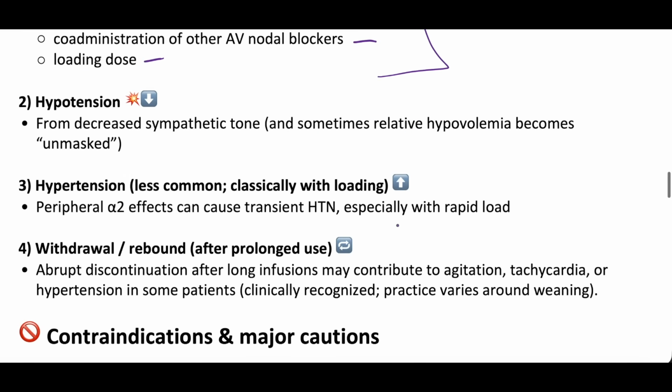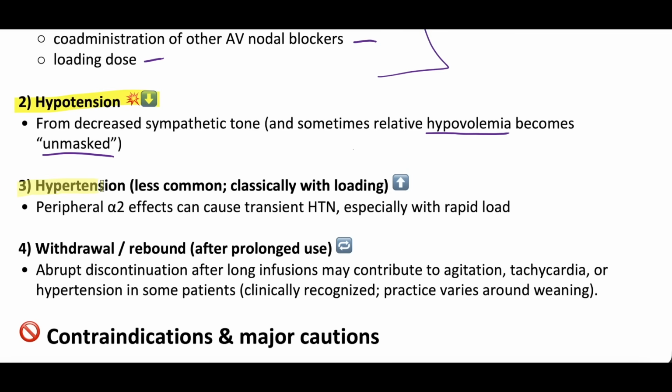Another one we talked about, adverse effects, are hypotension. You get decreased sympathetic tone. How do you vasoconstrict your peripheral blood vessels? You do so using sympathetic tone. So if you're decreasing sympathetic tone, you can cause some degree of vasodilation and hypotension, especially if you're hypovolemic to start, right? If someone's normotensive, you put them on dexmedetomidine, they become hypotensive. Something to think about is, are they actually hypovolemic? Did you unmask the hypovolemia?